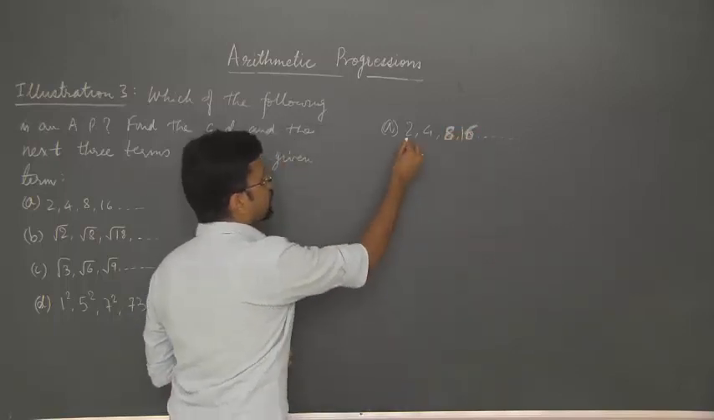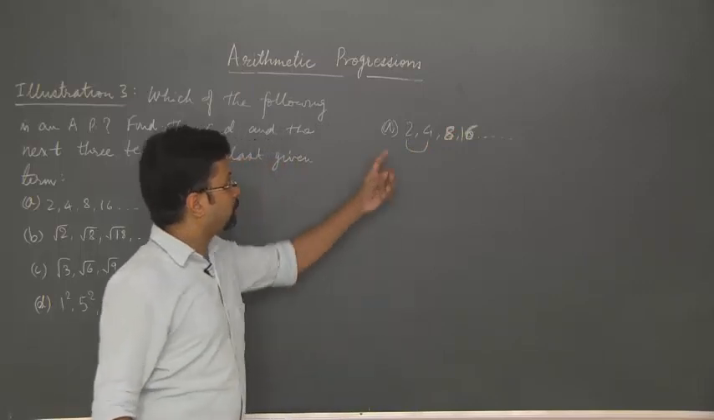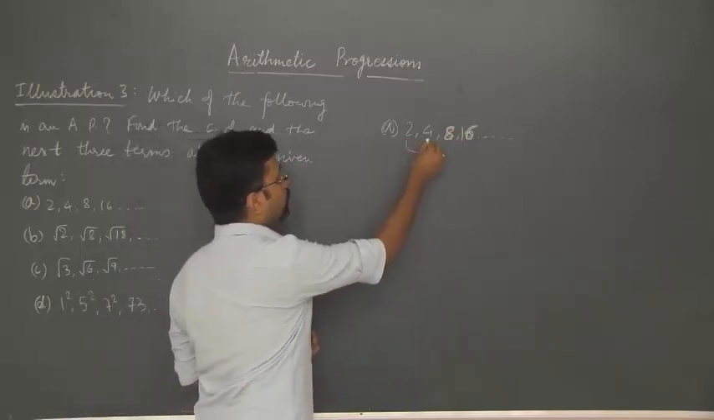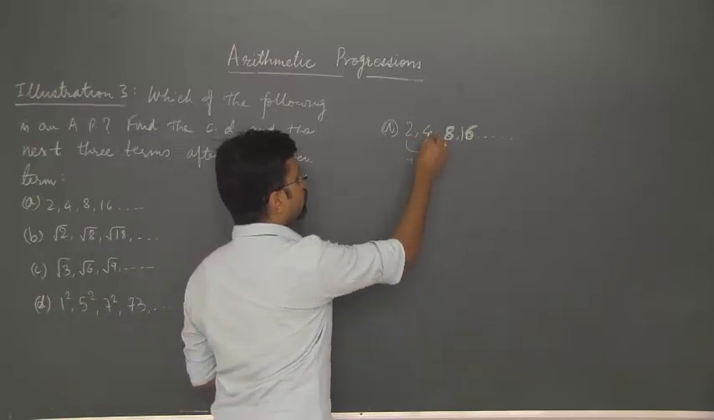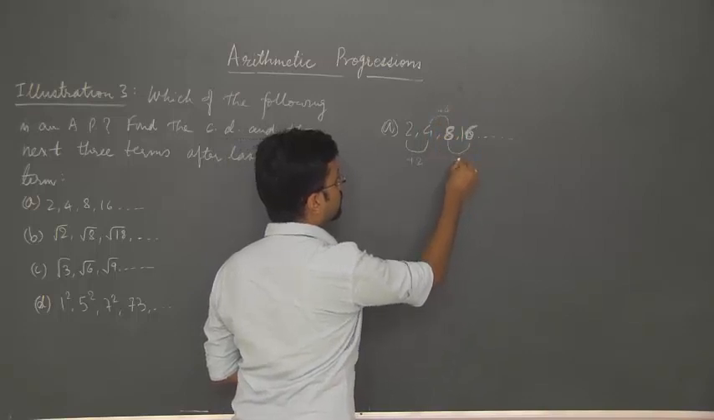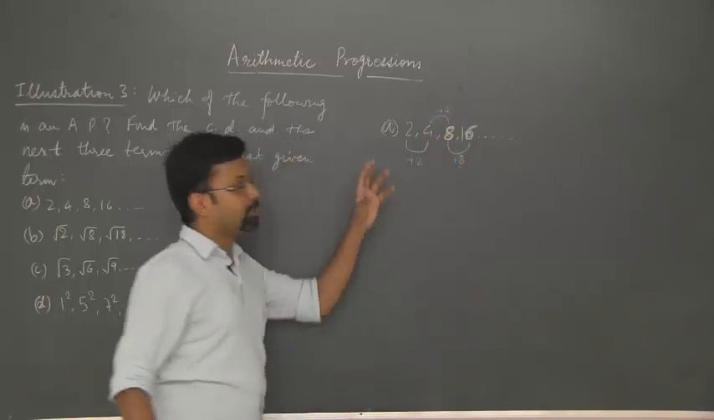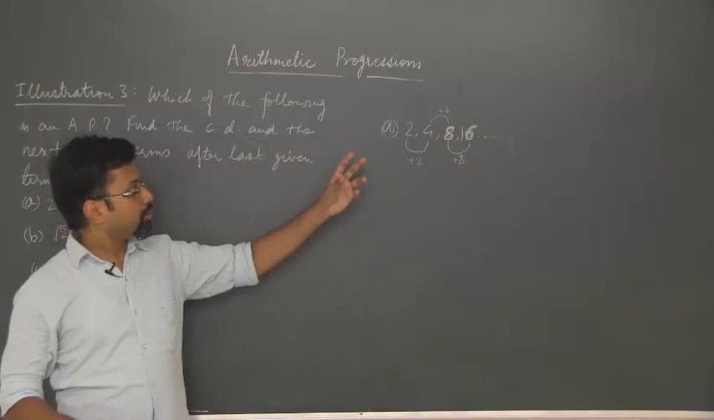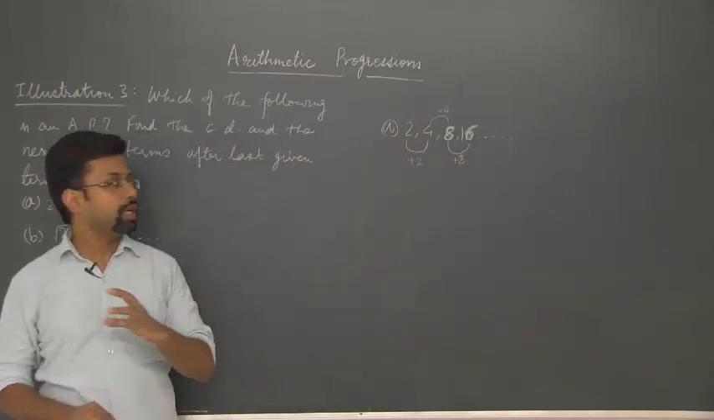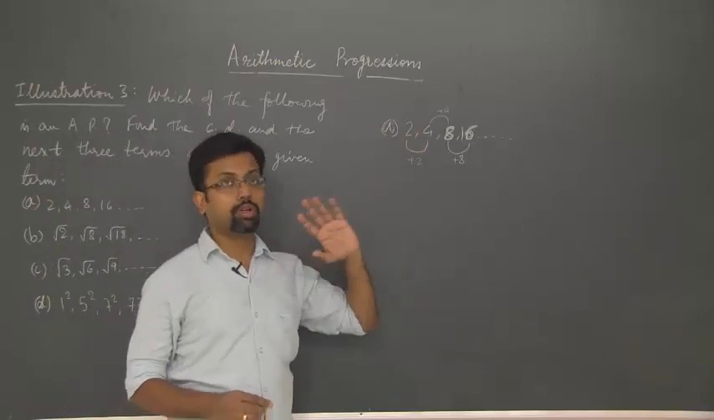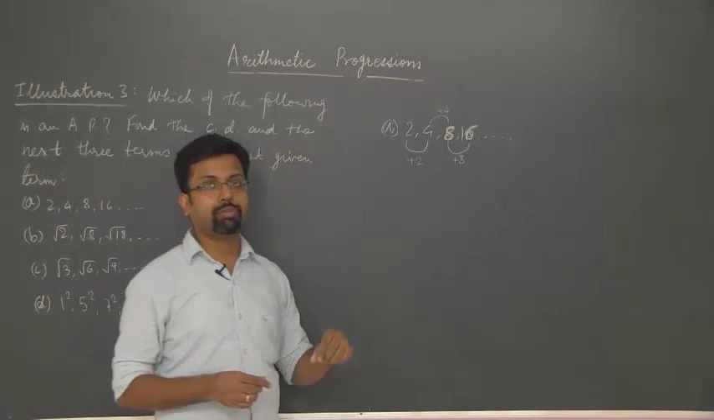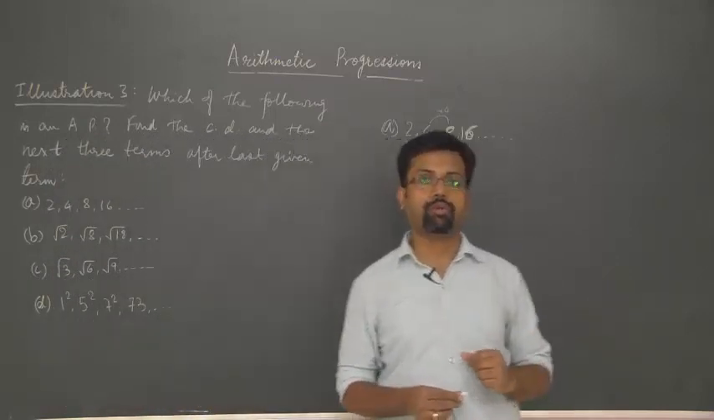Here we see that the common difference, or the difference between two successive terms, is not constant. For example, the difference between 2 and 4 is 2. Difference between 4 and 8 is plus 4. Difference between 8 and 16 is plus 8. So we observe here that the difference between any two consecutive terms is not a constant. Hence, the common difference is not a constant. Thus, we can clearly say that this given sequence of numbers is not an arithmetic progression.